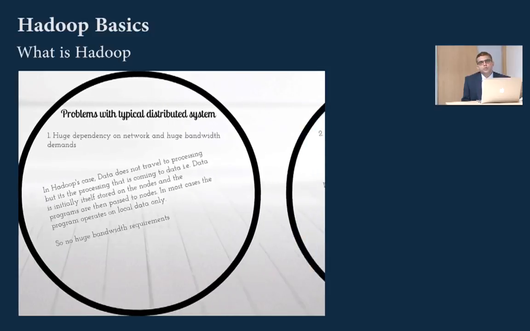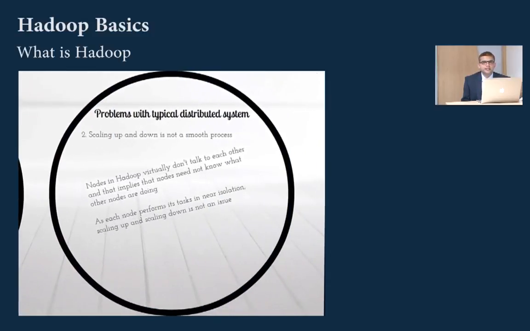Scaling up and scaling down was not a smooth process in previous generation system, but in Hadoop it's very smooth because nodes in Hadoop virtually don't talk to each other. That implies that nodes need not know what other nodes are doing. As each node performs its job in near isolation, scaling up and scaling down was absolutely not an issue.